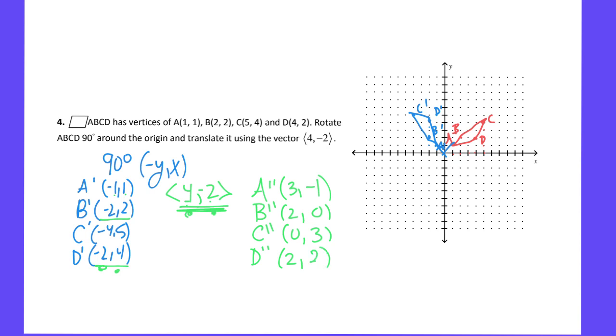And so when we replot this, we do (3, -1) is A double prime. If we do (2, 0), it's going to be B double prime. If you do (0, 3), it's going to be up here again. This one overlaps. It's not my favorite. And then that's C double prime. And then you do (2, 2). Okay, so you're scooching it right 4 and down 2. Yeah, it does go right 4 and down 2. It's just kind of on top of the first figure. And so this would be your final result, your final image.